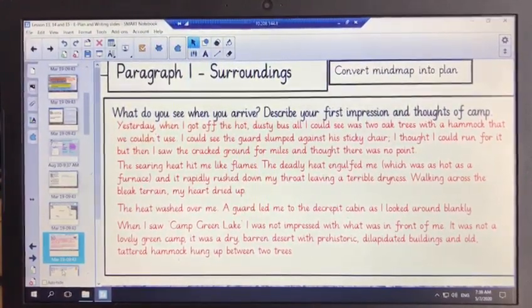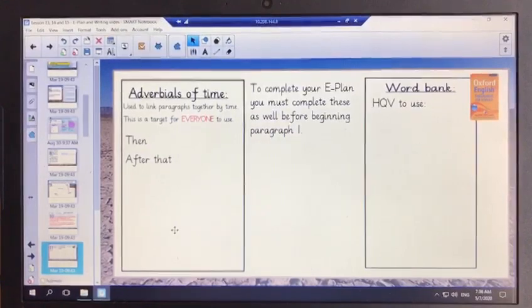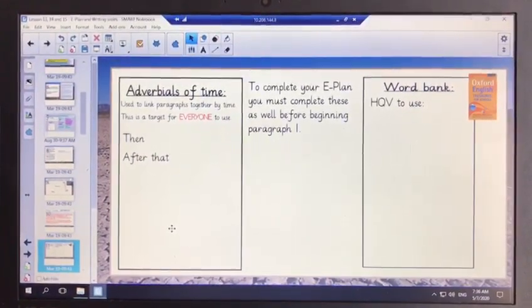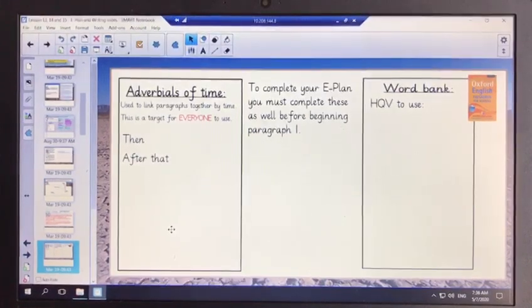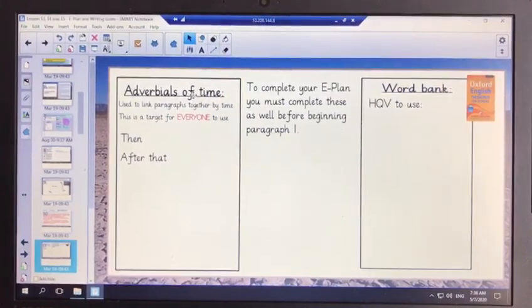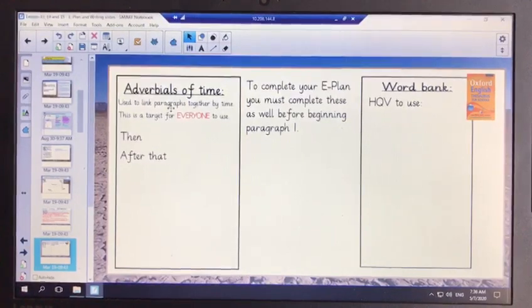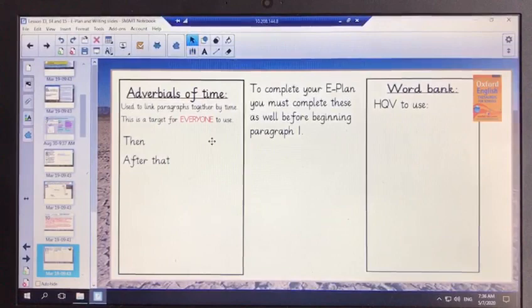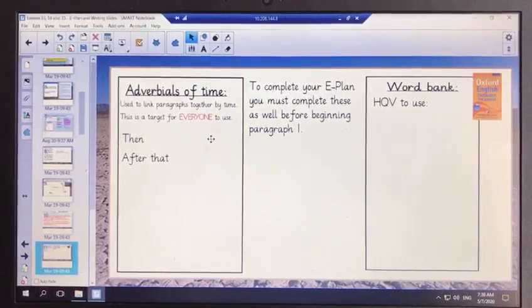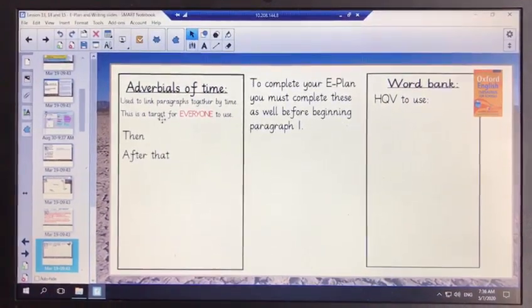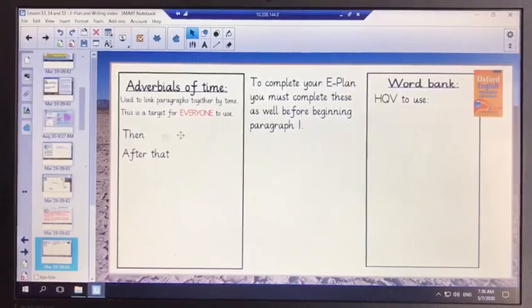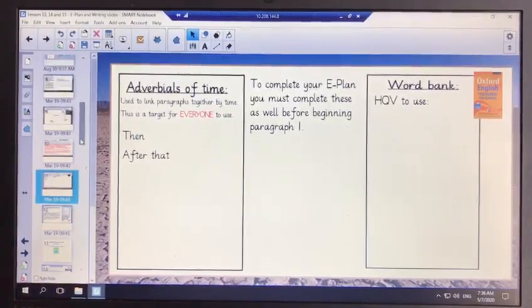To complete your e-plan, you must complete these as well before beginning paragraph 1. We would like you to write a list of adverbials of time. These are used to link paragraphs together by time. This is a target for everyone to use, so you'll all need to be using adverbials of time. There are already some examples here, and also a word bank with high quality vocabulary that you will use in your diary entry.